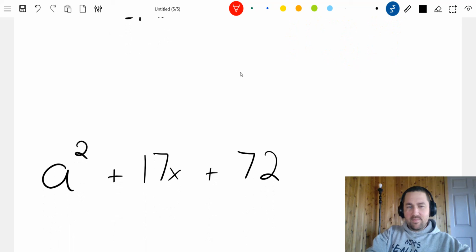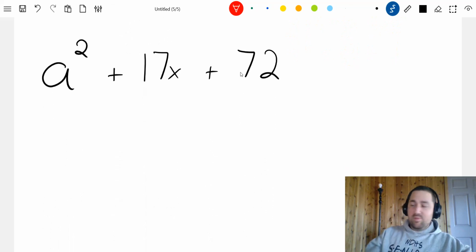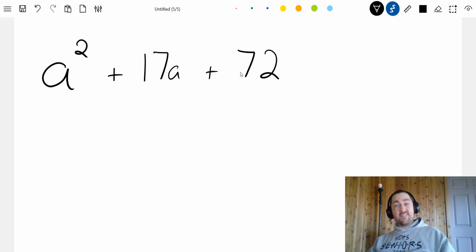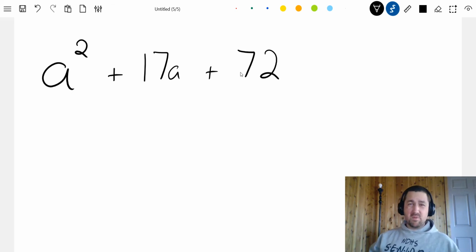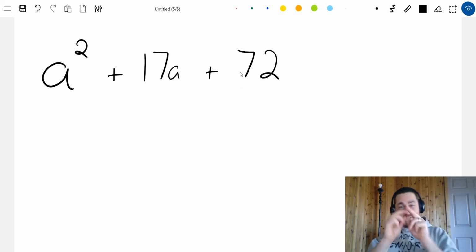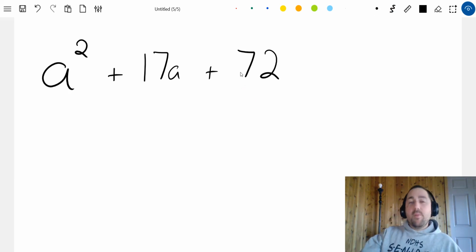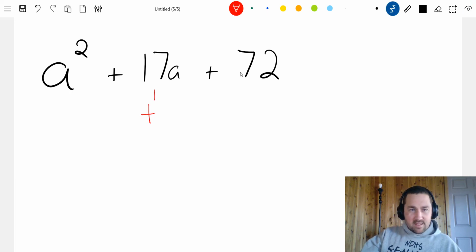One more example. A squared plus, look at that. Don't assume it's x, everybody. A squared plus 17a plus 72. Oh, man. Now notice, you wouldn't want to actually solve this one with algebra tiles because it would need 72 of the little squares. It would take a long time to work with. But we know that we can just think, okay, I need to add to 17. I need to multiply to 72.